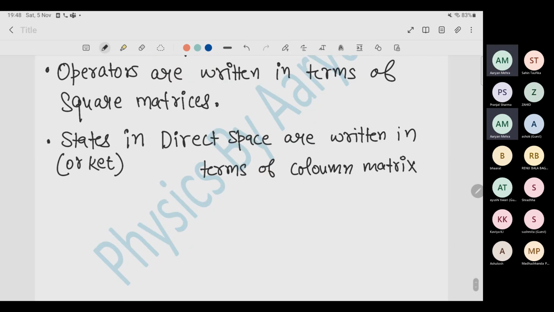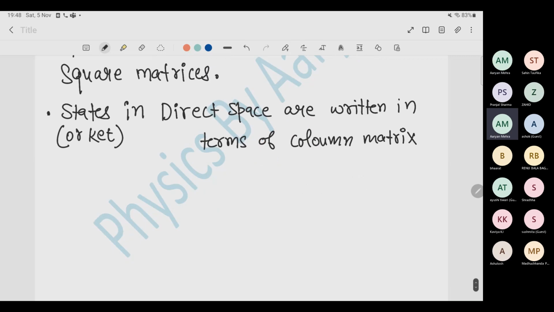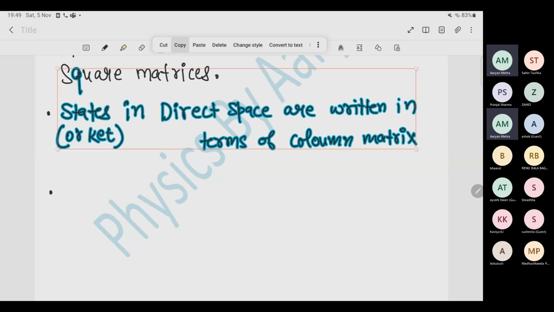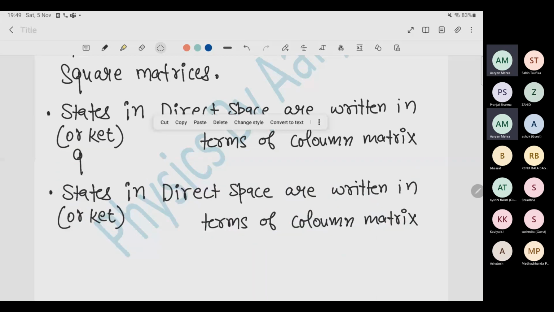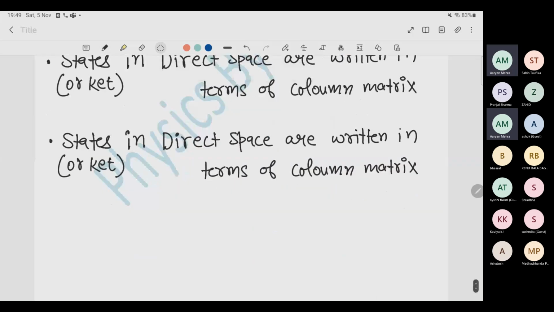So now if I write the bra, what is the complex conjugate of a column matrix? Row matrix. Okay, row matrix. So let's copy this and paste this here. So this much you know, it's a very good thing. States in direct space, or bra in dual space, are written in terms of row matrix. So these 3 points you should know.